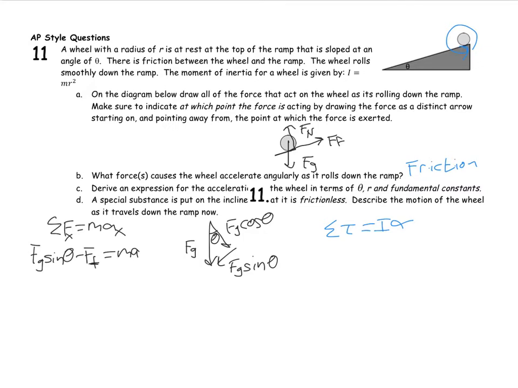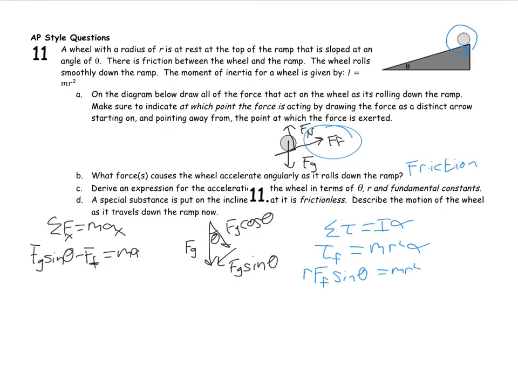In terms of our torques, we know that the only force creating a torque is friction, so the torque from friction is going to be equal to I, which in this case is going to be mr squared for the wheel, times our angular acceleration. Now, we can substitute in two very important things. The first is that torque from friction is going to be R times the force from friction, times sine of theta, and that's going to be equal to mr squared.